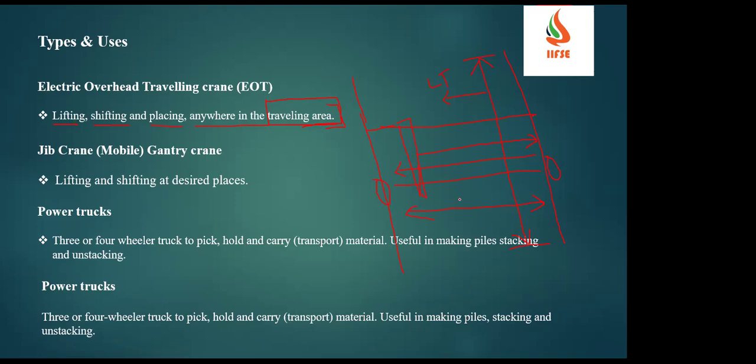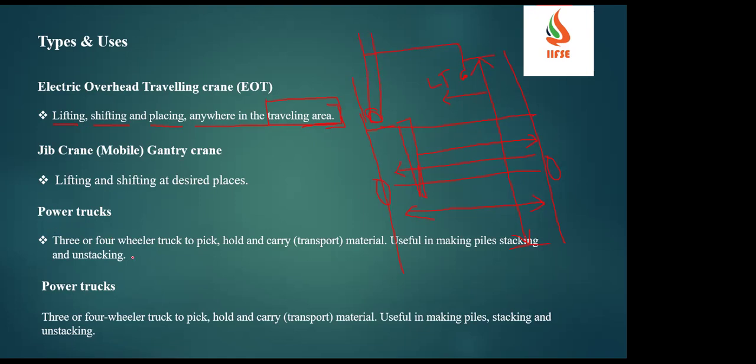It will be used for lifting, shifting, and placing. Jib cranes or gantry cranes are also used for lifting and shifting to desired places. This is also the same. I think a jib crane, if I'm not wrong, has one side like this. It will have a center pillar. Here it will have a hoist with a hook. So this also has similar kinds of operations.